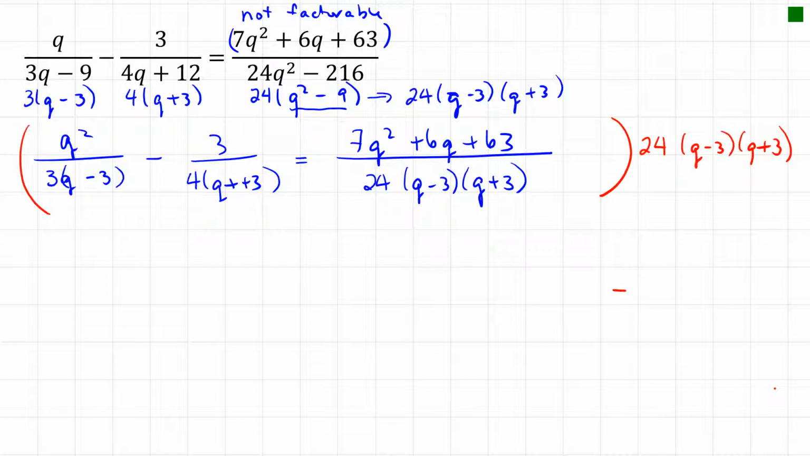Now it would be really helpful if in the process you could do a little bit in your head instead of writing it all out. If you notice that if I multiply this common denominator by the right hand side of the equation, all of it will cancel. And that leaves me with 7q squared plus 6q plus 63 on the right hand side.